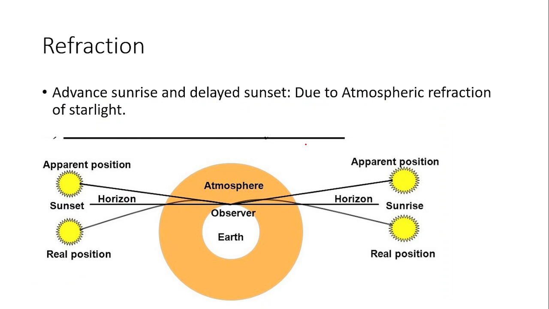Advanced sunrise and delayed sunset, again the same thing, because of atmospheric refraction. For example, this is earth, this is where one observer stands. This is the horizon, which means I have to see the sunrise when the sun comes here. But what happens, the sun is still here, but when it shows the sunlight it gets refracted, and the person standing here feels that the sun has already reached here.